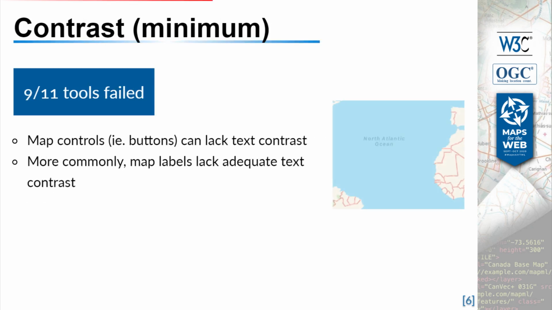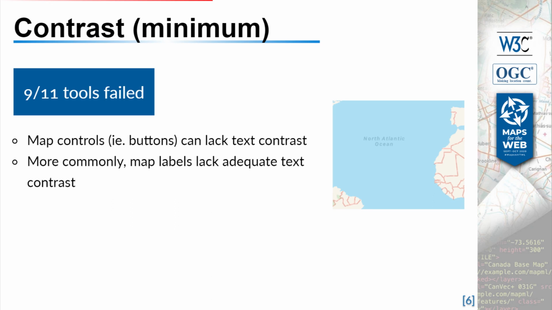Contrast. 9 out of 11 tools failed. To pass this criterion, all text should pass a minimum contrast ratio of 4.5 for regular-sized text. The contrast ratio refers to the contrast between the text color and the background color. Because many widgets do not allow for color customization, having accessible defaults would go a very long way in terms of ensuring map accessibility. This contrast criterion can apply to both the map controls and the actual map content. Some maps had text buttons that did not meet the contrast ratio. Fixing this is as simple as changing the text color on the buttons.